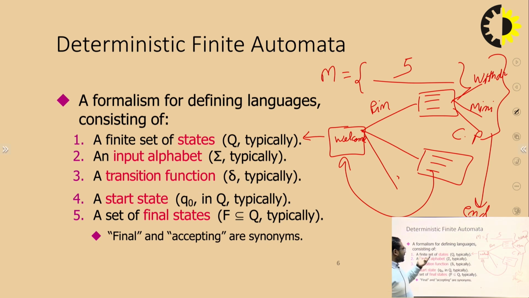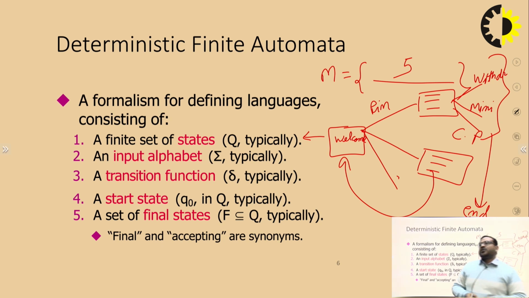Similarly, a machine has a finite number of states. These set of states are represented by the capital Q. What is sigma? Sigma is basically the input symbol. So the input alphabet is basically what input symbols you can use.